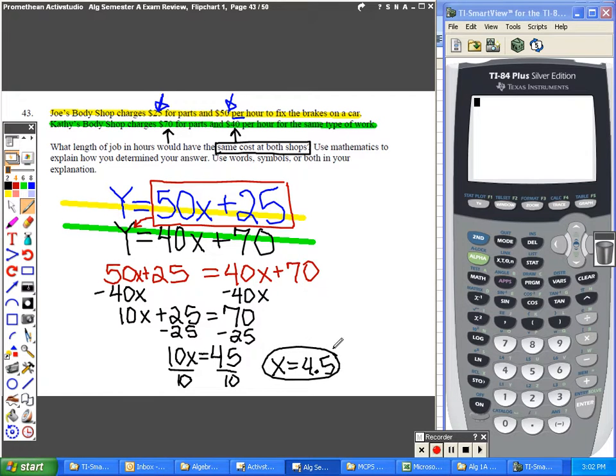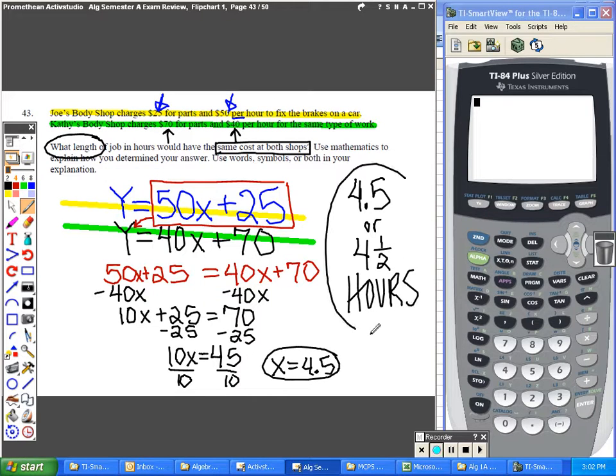Oh my gosh, no, I'm done. Here's why. They don't ask you to figure out the x value and the y value. They only want to know the length of the job, which means they only want to know the hours. And your answer is 4.5, or 4½ hours.